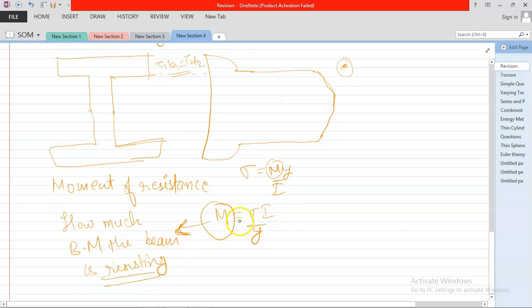Sometimes in the exam they can directly ask what is the moment of resistance of this beam. You are given the sigma value, which is the material strength, I is also given, and y. You can directly find how much bending moment a beam can resist, the maximum bending moment. So this is the moment of resistance. These things we discussed yesterday. Then we discussed deflection of beams.